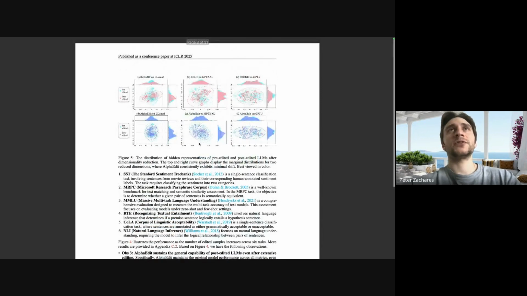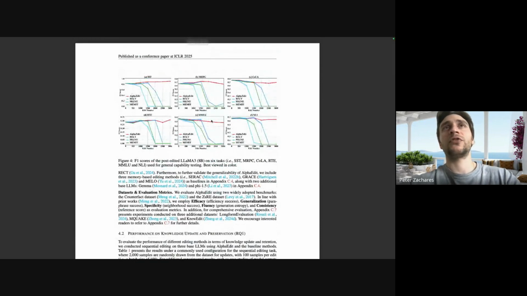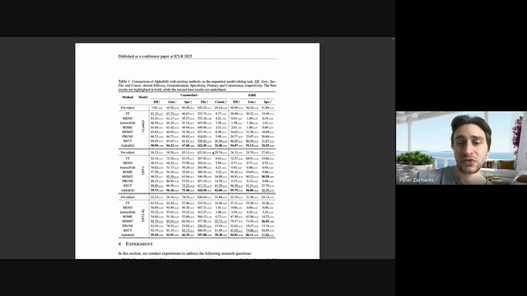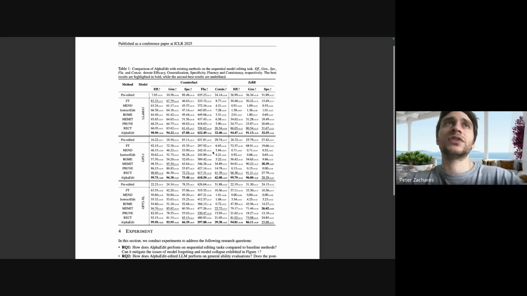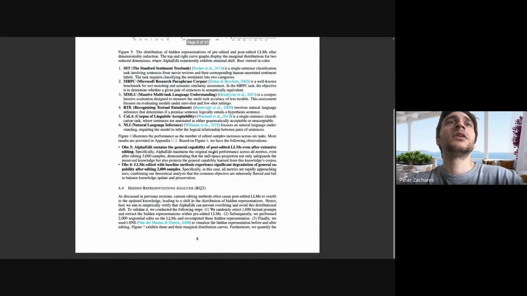Doesn't really change the representation. It can preserve model performance as it's learning new information, and sometimes you get quite a big improvement in performance from using it versus the baselines. So like I said, I think these results are great.